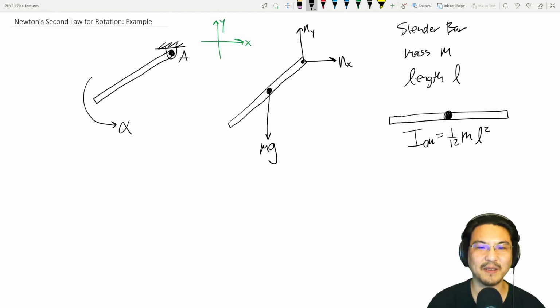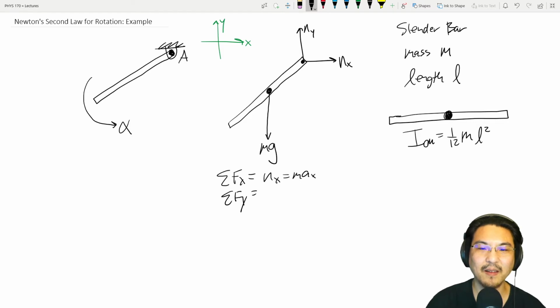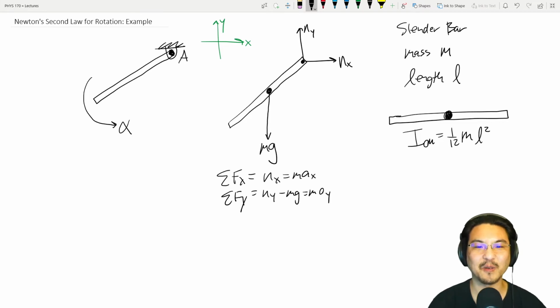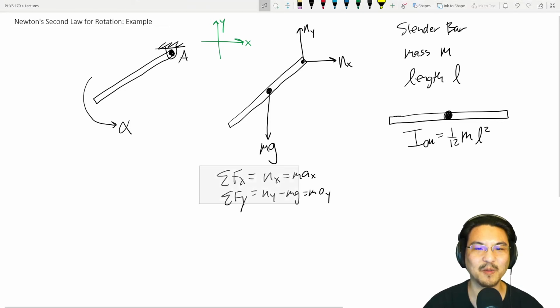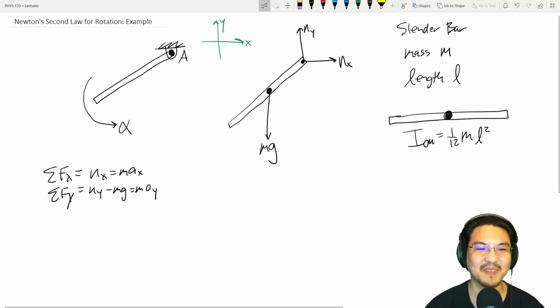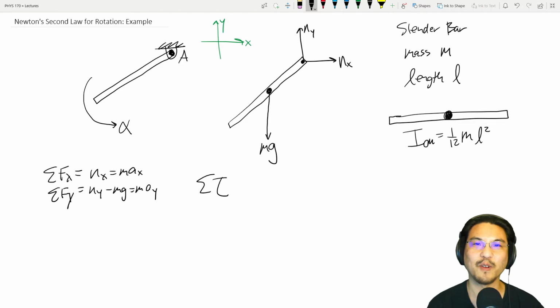You know how to do this kind of stuff: some forces in x, some forces in y, no problem, right? Now, let's practice using Newton's second law for rotation. So that's the new one. Let's sum torque. Let me just move this out of the way. Let's sum torque about wherever you want. So where would you like to sum torque? About which point? Here? Here? Up to you.